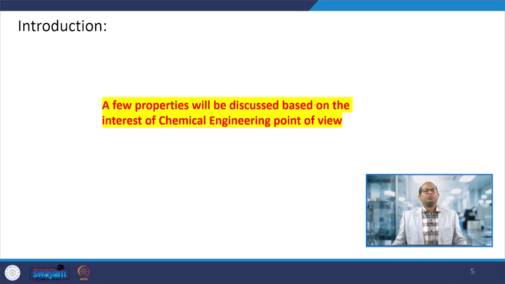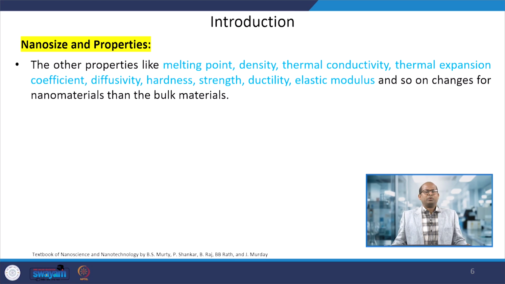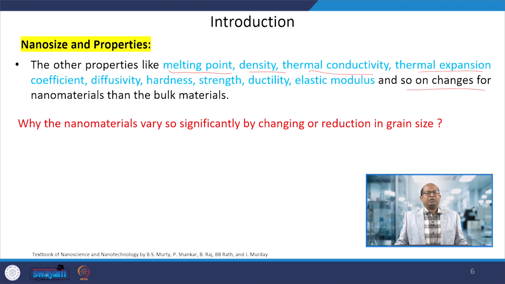A few properties we will discuss are based on the chemical engineering point of view. Many properties are there, but it is not possible to discuss all of them. So from the chemical engineering point of view and interest, we will discuss those properties. Other properties are melting point, density and thermal conductivity. These change when we convert the bulk material into nano, so various physical properties would change.